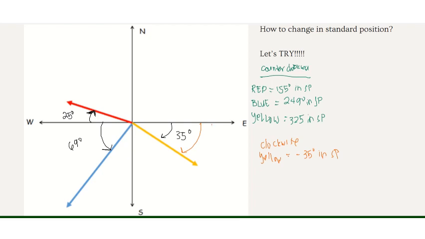Next, from the east, okay, so dito ay buong 180. So, subtract natin 69 minus 180.